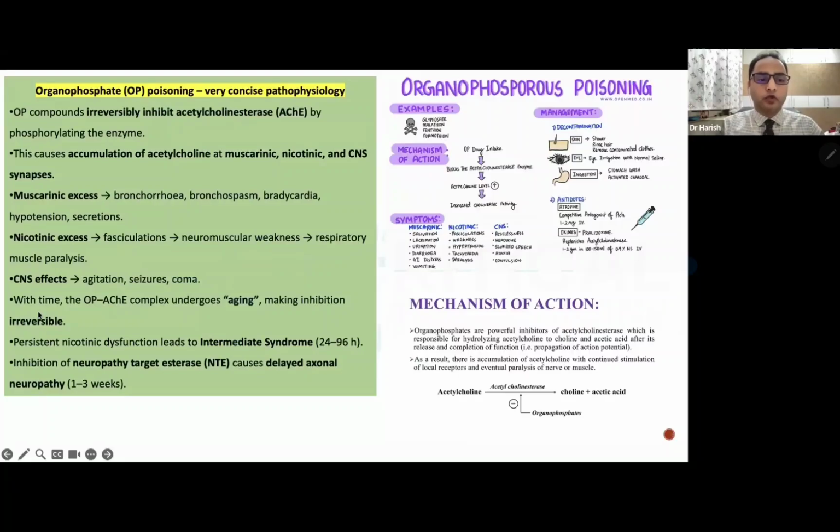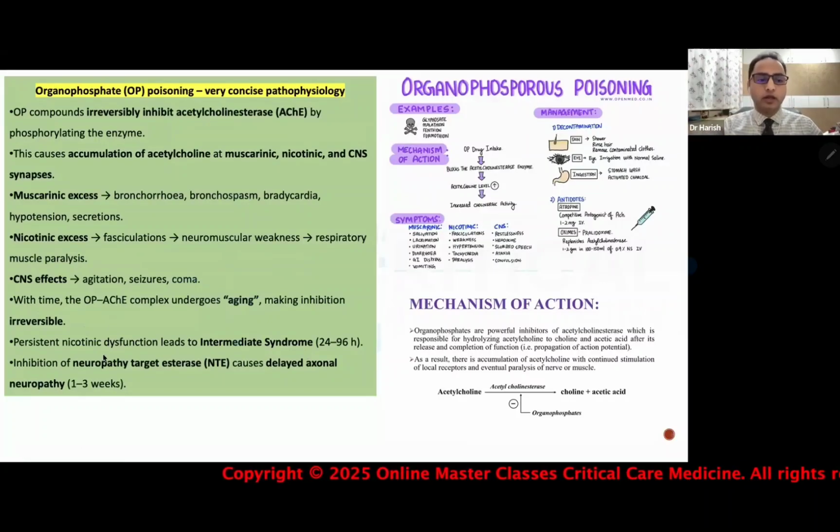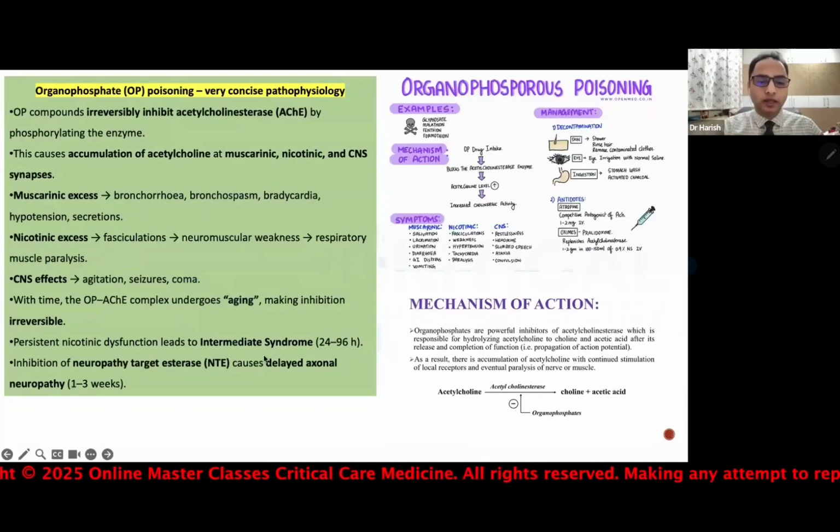With time, the OP-acetylcholinesterase enzyme complex is going to age, making the inhibition irreversible. So before that only we need to give oximes. Persistent nicotinic dysfunction leads to intermediate syndrome, somewhere around 24 to 96 hours. Inhibition of neuropathy target esterase, that is NTE, causes delayed axonal neuropathy in 1 to 3 weeks. So this is an overview of the pathophysiological background of OP poisoning.